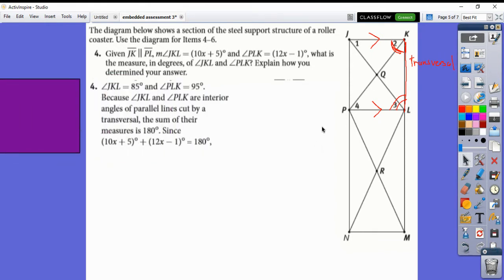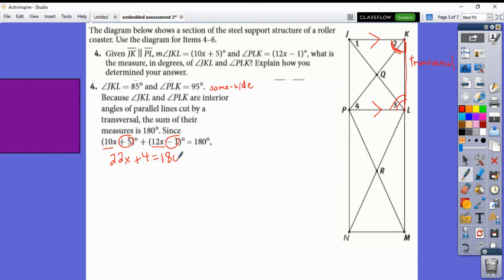Let's see. So same thing as before. I'm going to add in here that these are not just interior angles, they're same side interior angles. The sum of their measures is 180 degrees. So that gives us this equation that I wanted to go through and actually solve out. We can combine the like terms. So 10x plus 12x is 22x. We can combine the constants. Positive 5 plus negative 1 is 4.